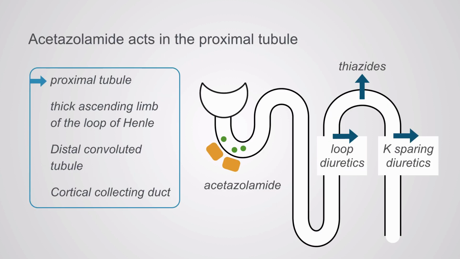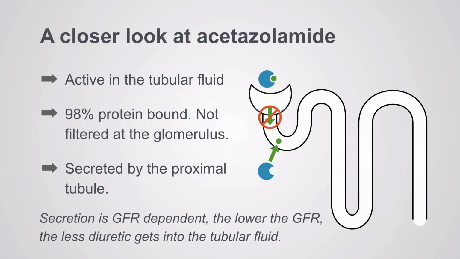We'll start with acetazolamide. Acetazolamide acts at the proximal tubule. Like other diuretics, it is active in the tubular fluid, so it needs to be filtered or secreted into the proximal tubule to be effective. 98% of acetazolamide is protein bound, so it cannot be filtered at the glomerulus, meaning it must be secreted by the proximal tubule to be active. Secretion is GFR dependent, so the lower the GFR, the higher dose you need to have an active effect.